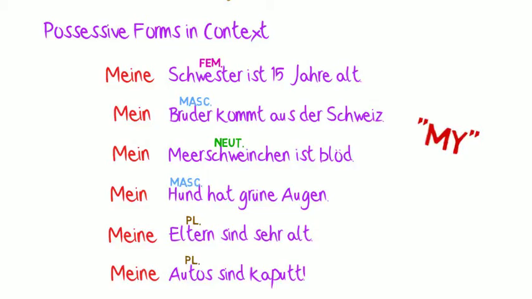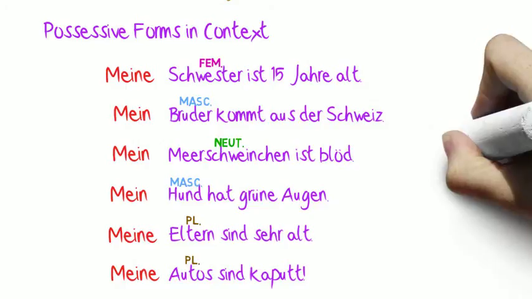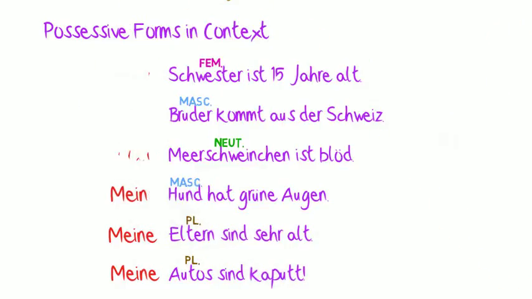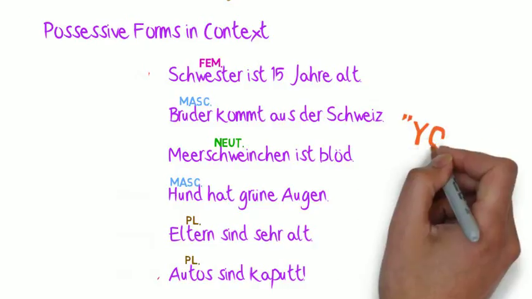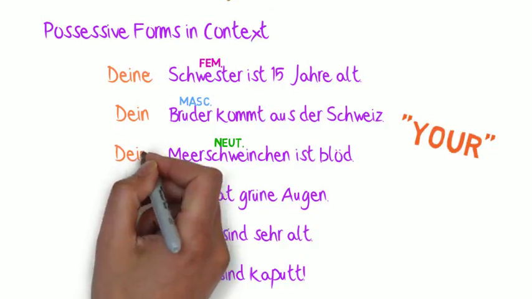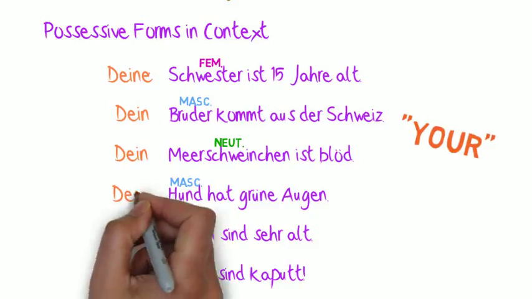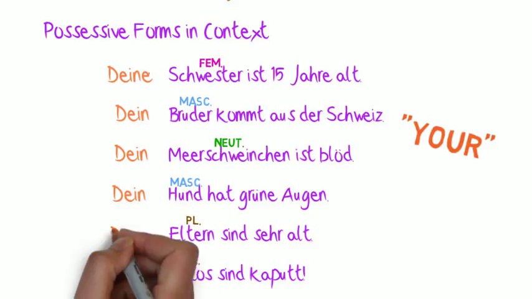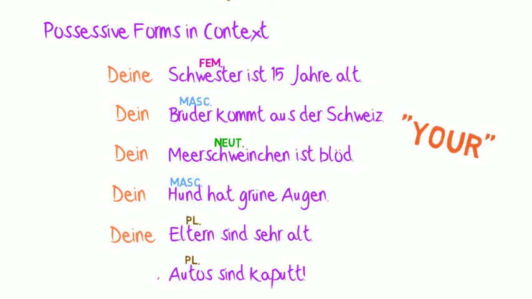If we do the exact same thing with the word for "your," dein or deine, the same words will have E's before them. Schwester, Eltern, and Autos will need to be used with deine, since they're feminine and plural. But the masculine and neuter ones, Bruder, Meerschweinchen, and Hund, will be used with dein. Again, notice the pattern with the E's is the same as it was with meine, except now we're saying "your," not "my."